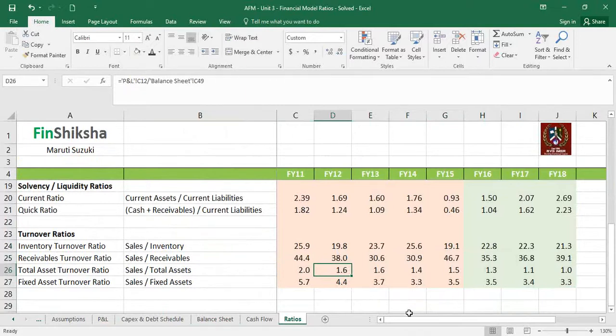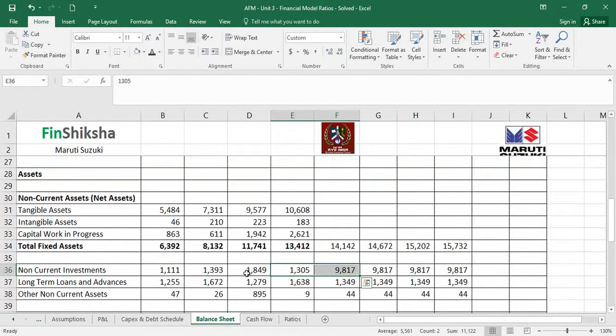Now we can again get trends here in terms of seeing that total asset turnover ratio is going down, fixed asset turnover ratio is going down, which basically means that fixed assets are increasing and sales are not keeping pace with that over this period, right? We will note that fixed assets have doubled, which means the company has put up significant capacity, right? 6,300 going up to 13,000, the company has put up significant capacity.